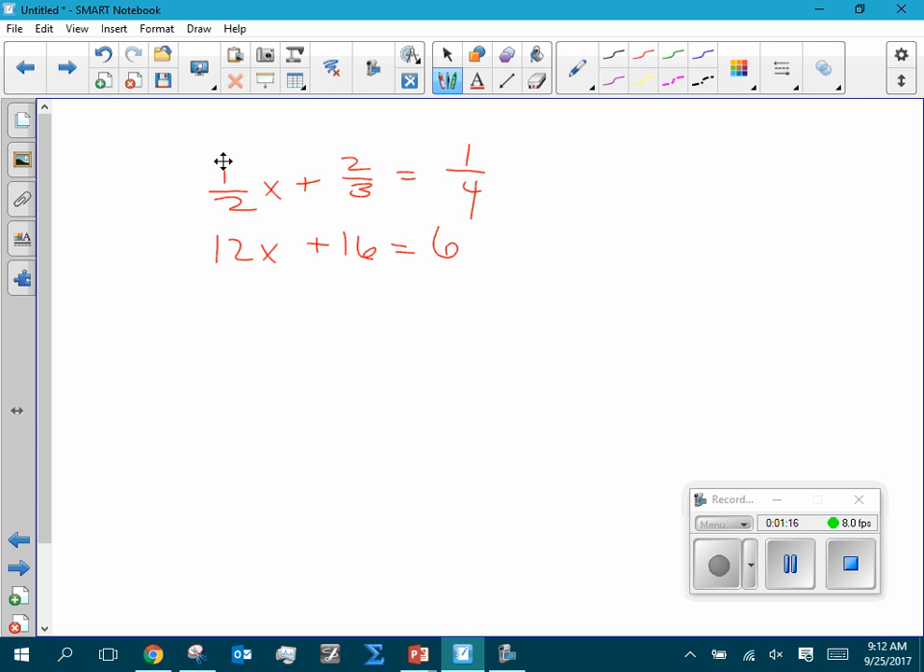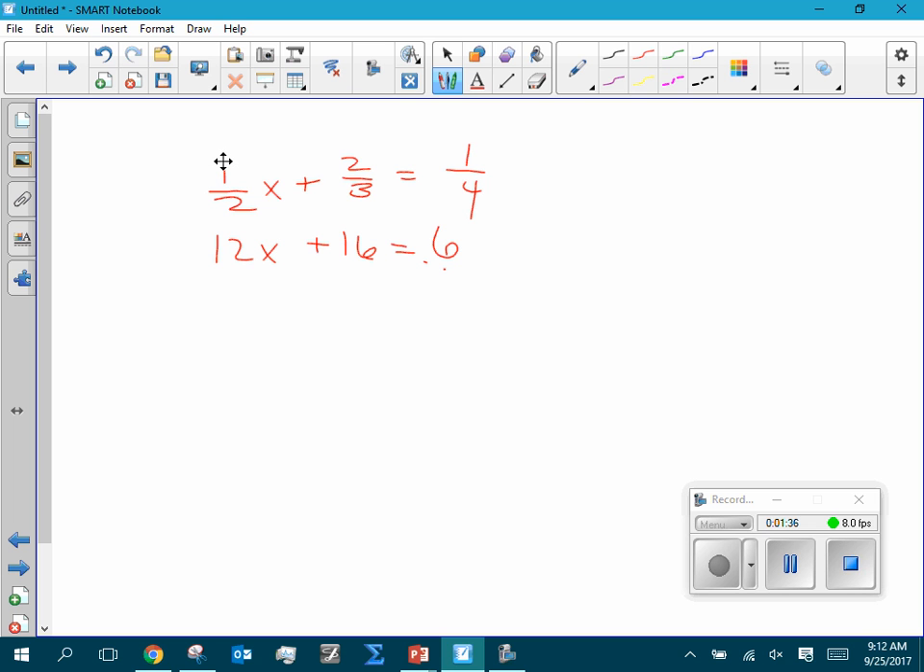Now, I multiplied by numbers that are a little bit too big, because that's divisible by 2, that's divisible by 2, that's divisible by 2, right? So I could have just multiplied everything by 12 and it's fine. But we multiply by a common denominator to get all fractions to disappear, correct?